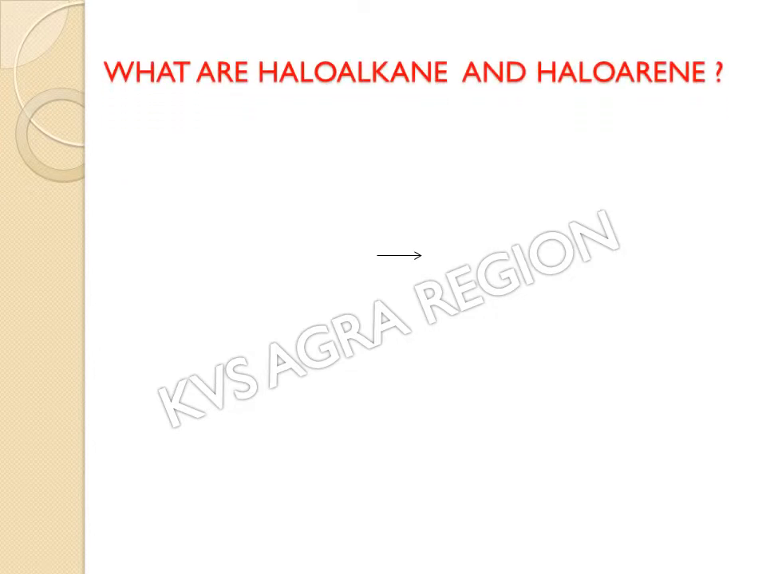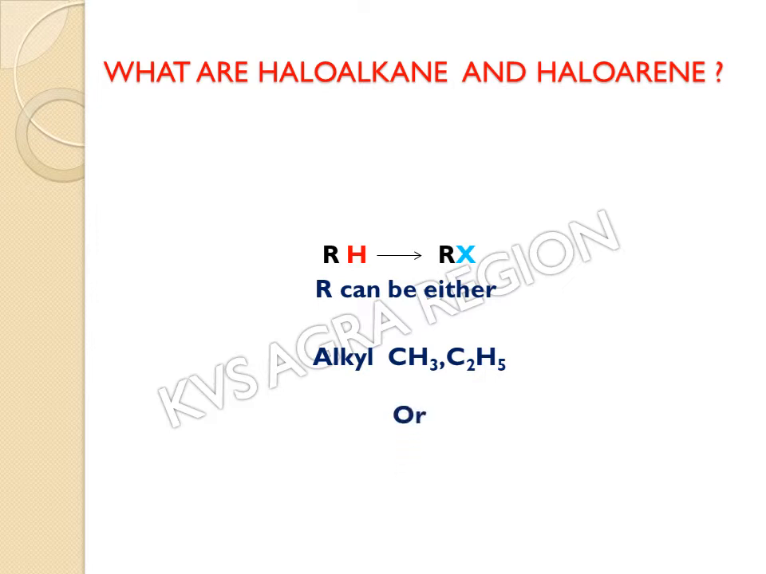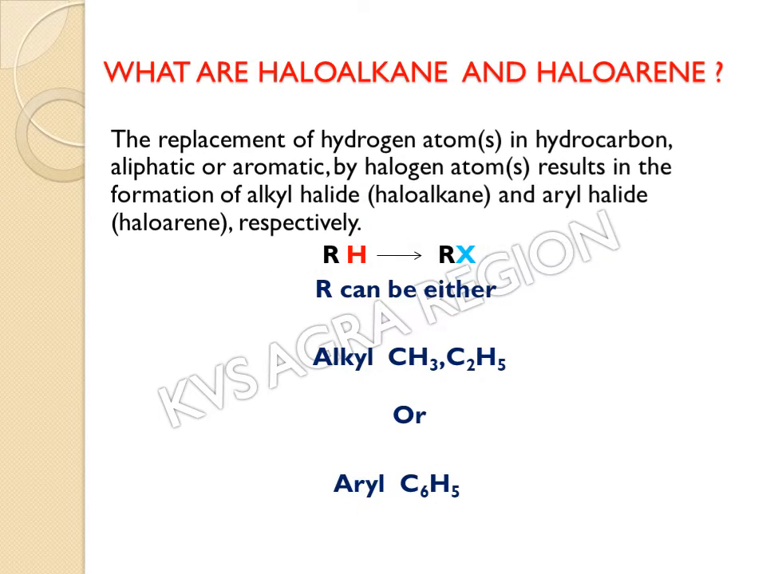What are haloalkanes and haloarenes? Here, we can see that from RH, H gets replaced by X, that is halogen. This R can be either an alkyl group like CH3, C2H5, or an aryl group, C6H5. Hence, the replacement of hydrogen atom or atoms in hydrocarbon, aliphatic or aromatic, by halogen atom or atoms results in the formation of alkyl halide, that is haloalkane, and aryl halide, that is haloarenes, respectively.